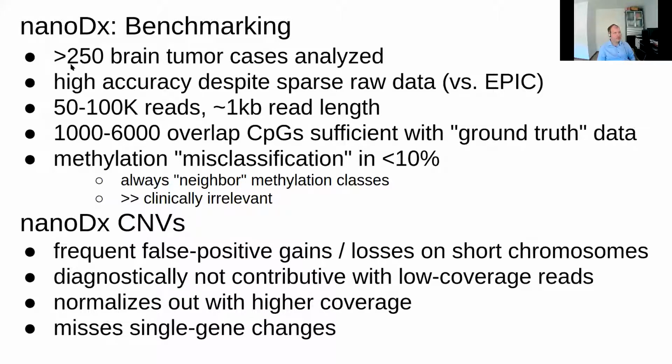So far, we have over 200 brain tumor cases analyzed. Data accuracy is really high. We get approximately 1 kilobase read length and typically between 1,000 and 6,000 CpG sites that overlap with the array data, so with our ground truth data. The misclassification error is really small and pretty much never clinically relevant. The CNVs are still a bit of a problem because of data density. So focal gains, focal losses, if they're really short, that can be missed by this technique. But as a first glance methodology, it performs much better than, for instance, histology.